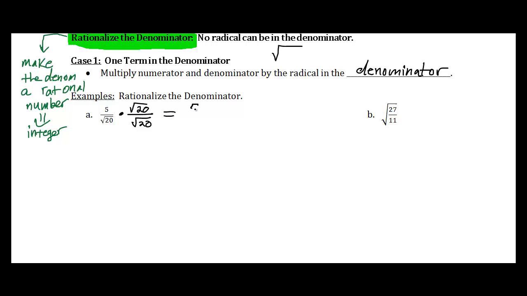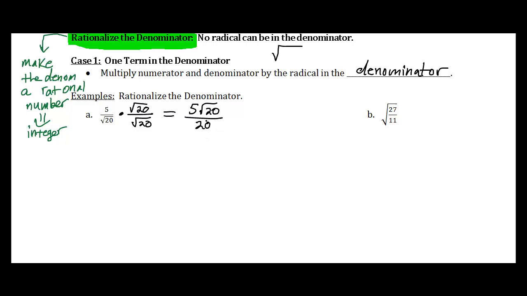I'm going to have 5 times the square root of 20 all over... Well, square root of 20 times the square root of 20 is the same thing as square root of 20 squared. And we said that when we square a square root, we're left with just the radicand. All right, so I get 5 square roots of 20 over 20.